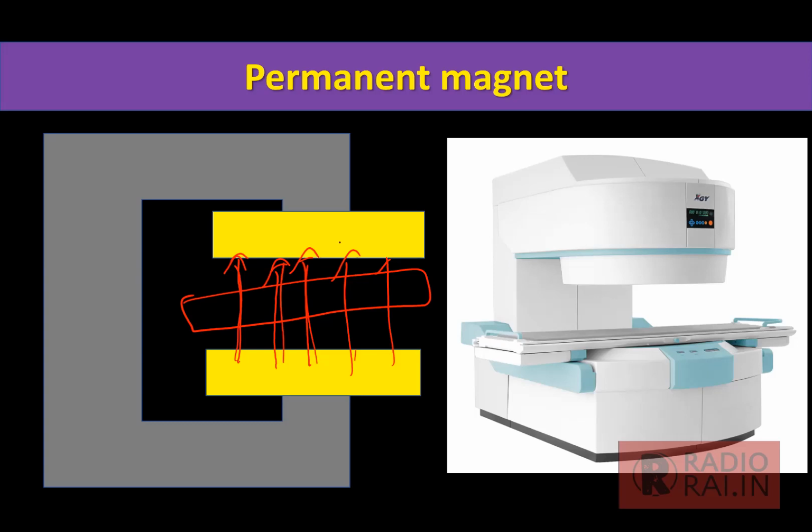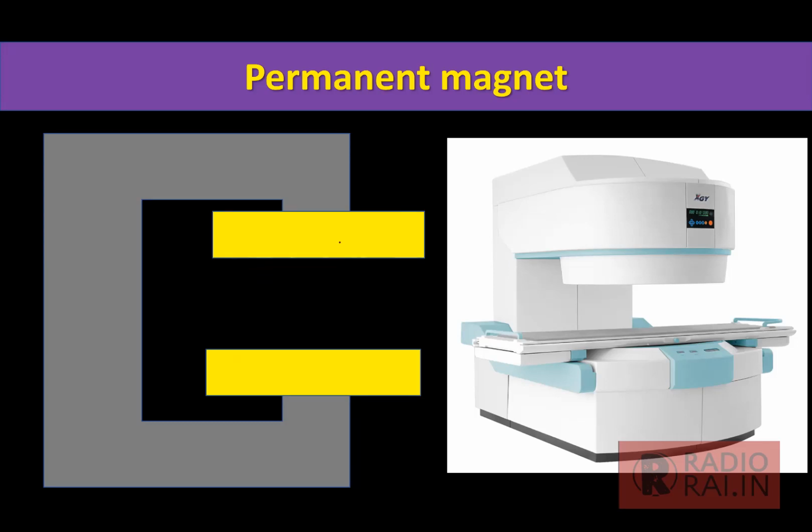But the problem with this permanent magnet was that it was too heavy. That is one thing. The second problem was that it was producing only up to 4 Tesla magnetic field.